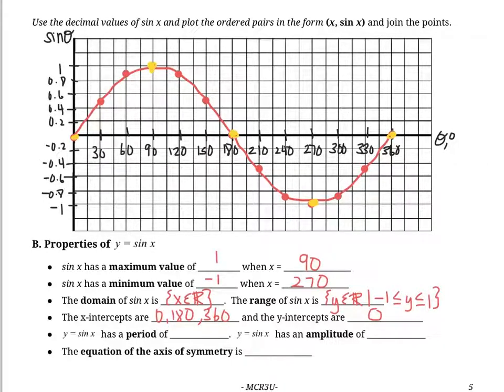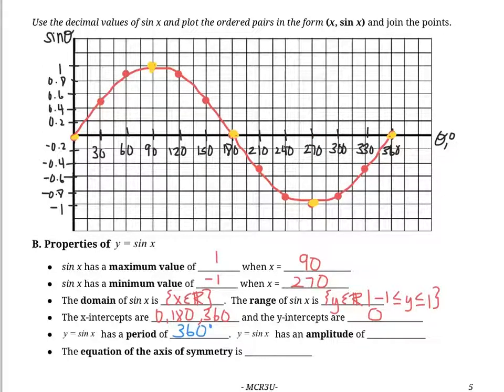Because we know that our graph is periodic, because the y values are going to repeat, it's going to have a period, an amplitude, and an equation of the axis of symmetry. We remember that a period is just the length of one cycle. One cycle of our sine curve takes up 360 degrees. In terms of our amplitude, it is the distance from the maximum to the middle of the graph and from the minimum value to the middle of the graph.